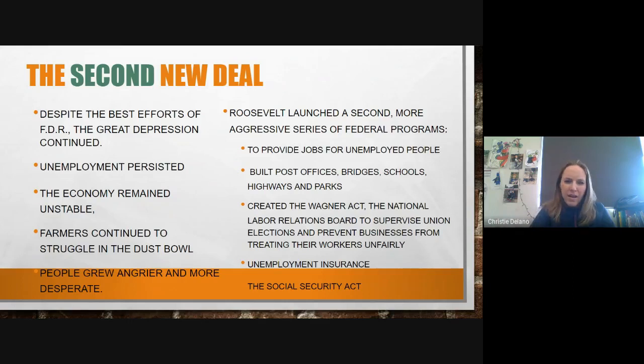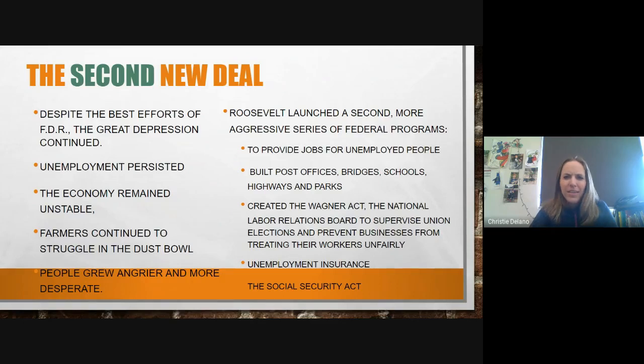You still see in Roosevelt's America in the 1930s unemployment, an unstable economy, the farmers suffering through this drought. People are desperate. So he launches a second New Deal, providing more jobs for those unemployed, building post offices, bridges, schools. Public infrastructure projects that are going to put people back to work. In part stimulating the economy, but also creating stuff that you're going to need down the road.